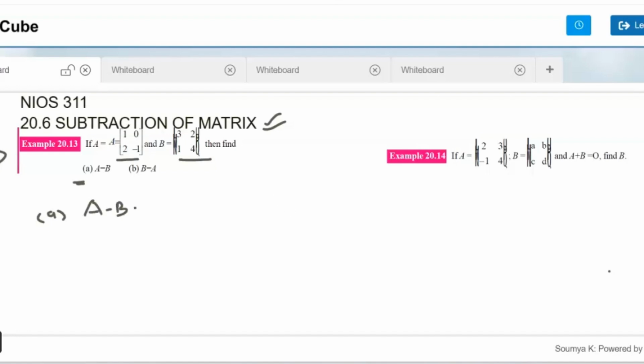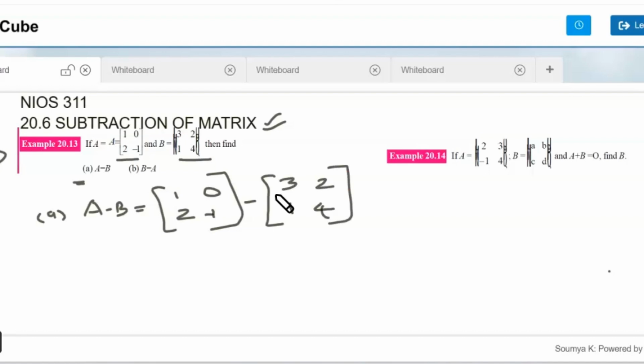Let's check what A minus B gives us. If it is written A minus B, first write down the matrix which you have written first, and then write the subtraction sign, and then comes your second matrix. Now here you can see corresponding elements to be subtracted. So 3 minus 1, 0 minus 2, 2 minus 1, and minus 1 minus 4.